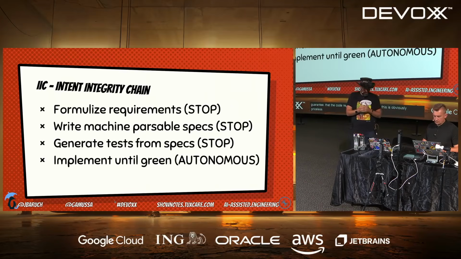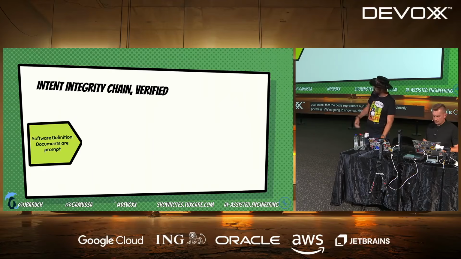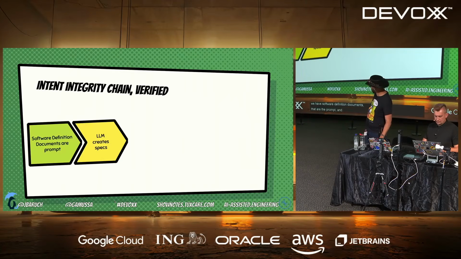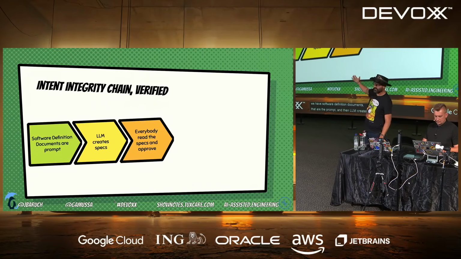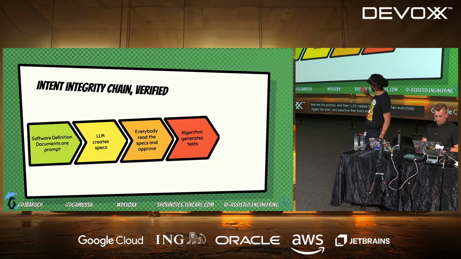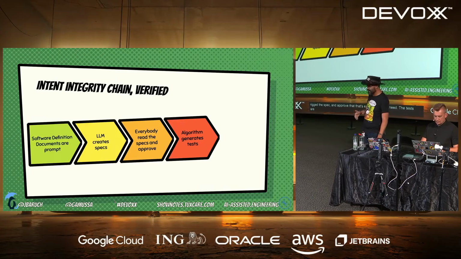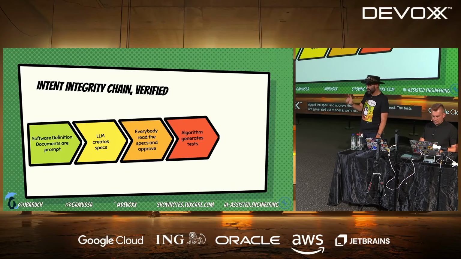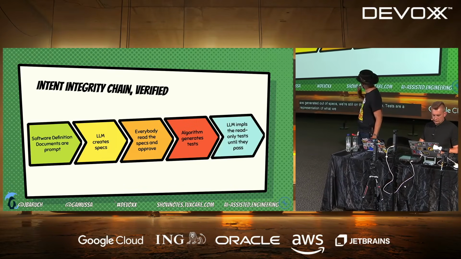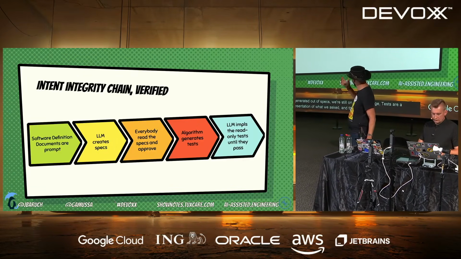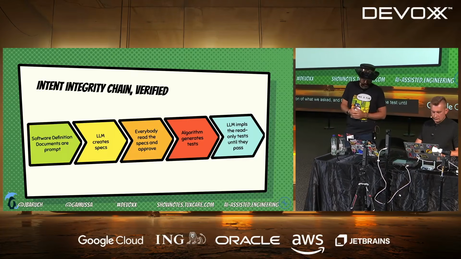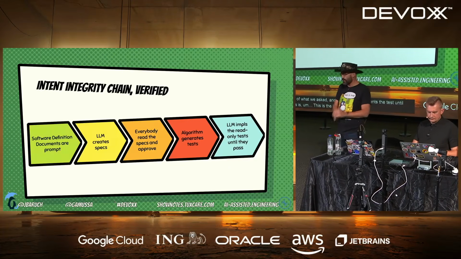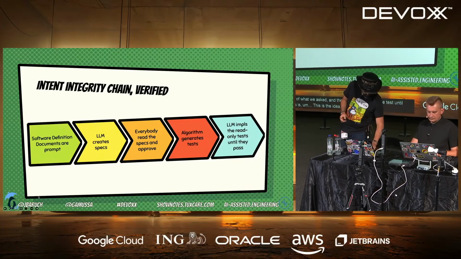We're going to show you this methodology as well. So basically, we have software definition documents that are the prompt, and then the LLM creates the spec, and then everybody reads the spec and approves that that's exactly what we need. The tests are generated out of specs. We're still on the same page. Tests are a representation of what we asked, and then the LLM implements the code until the tests pass. This is the idea. So those are the two methodologies.